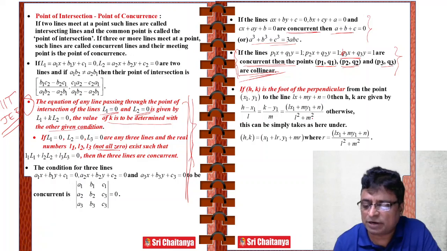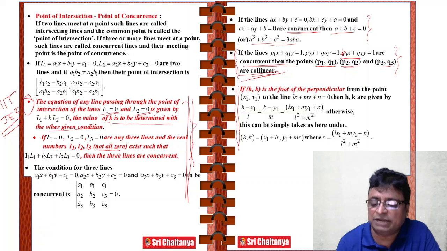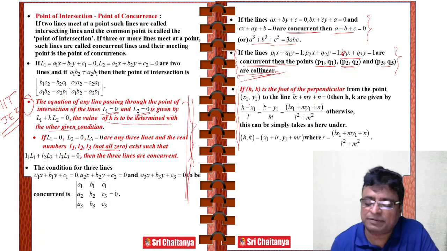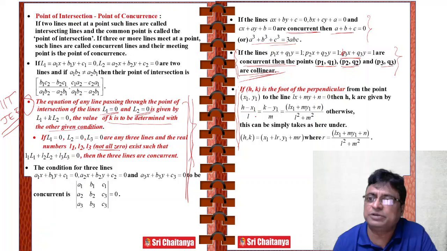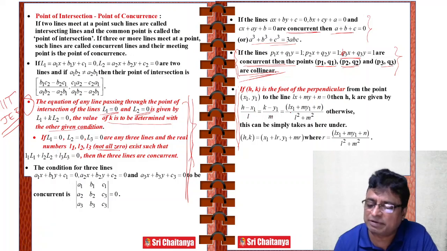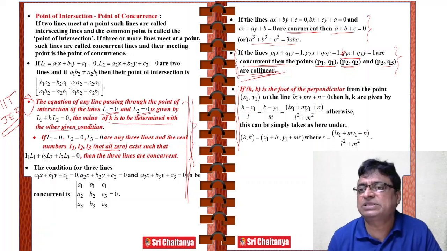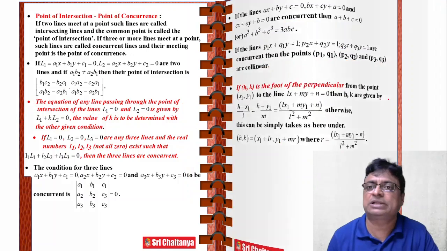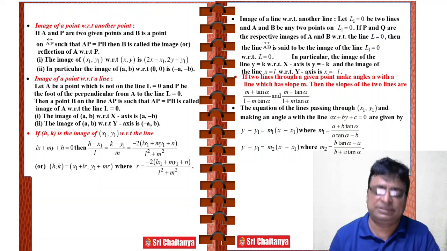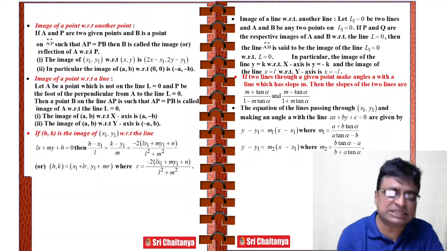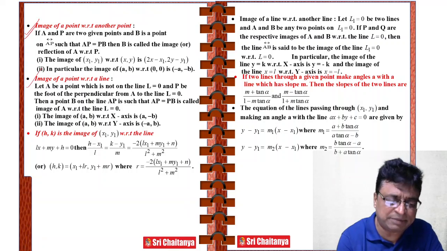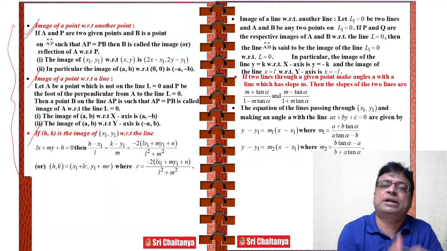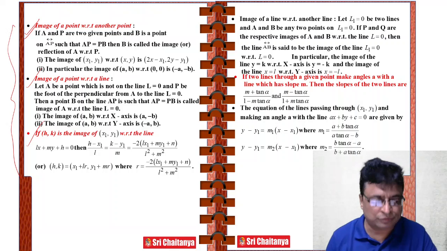And of course, this is the formula to find the foot of the perpendicular. The foot of the perpendicular and the image, both are important formulae. So, if (h, k) is the foot of the perpendicular from the point (x1, y1) to the line lx plus my plus n equal to 0, then (h minus x1) by l equals (k minus y1) by m, which is equal to minus (lx1 plus my1 plus n) by (l square plus m square). This is the formula to evaluate the foot of the perpendicular. The same thing holds good even for the image. The image concept is also important here, and these formulae are important not only here but also in three-dimensional geometry.